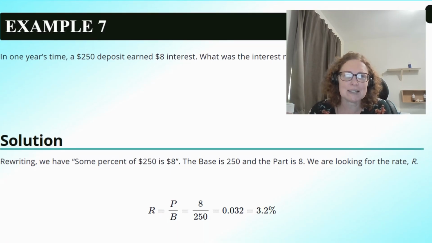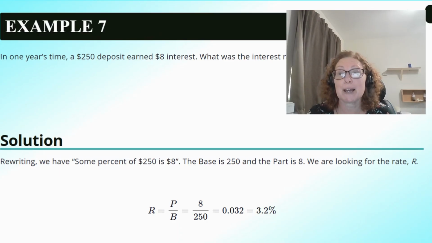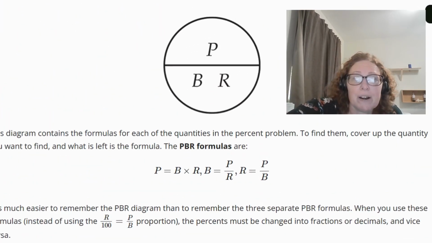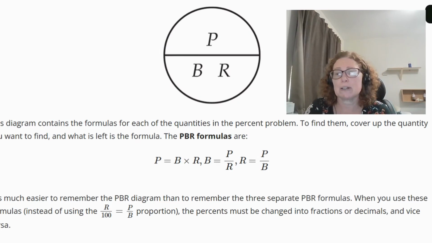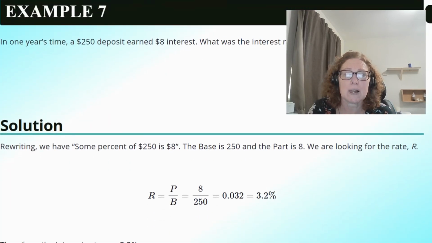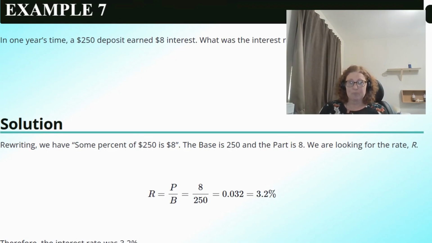We're going to look at this. In 1 year's time, a $250 deposit earned $8 in interest. What was the interest rate? So we don't know the R, right? So we go back up. We don't know the R, so we cover up the R. R is equal to P divided by B. So the part divided by the base, right? So the rate is equal to part divided by the base.